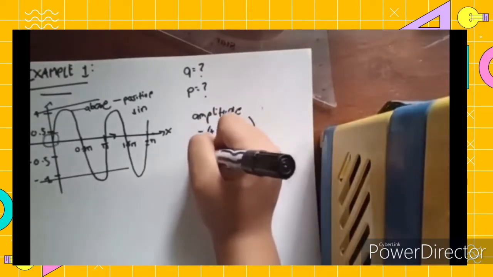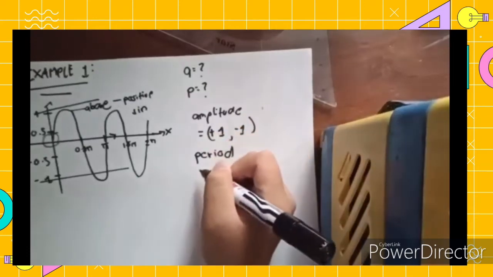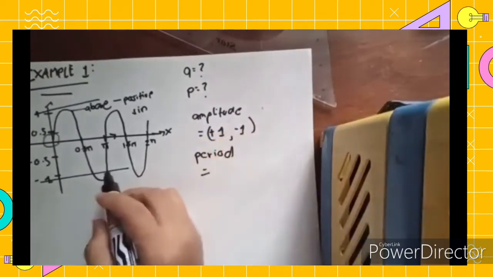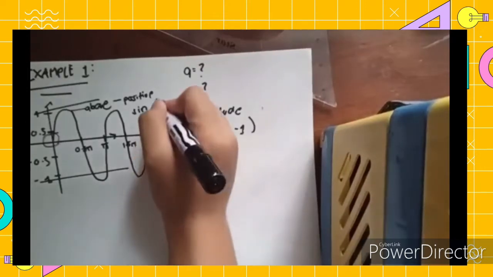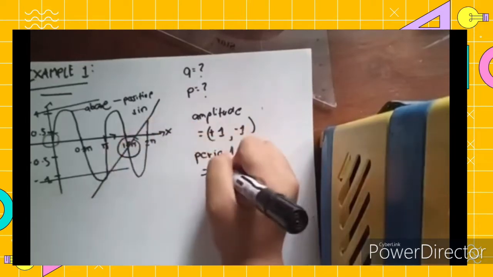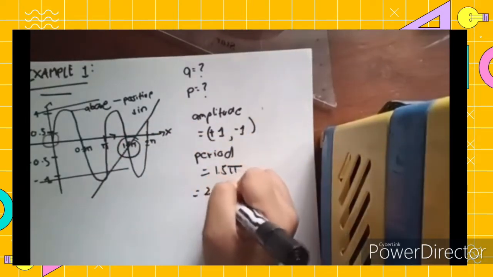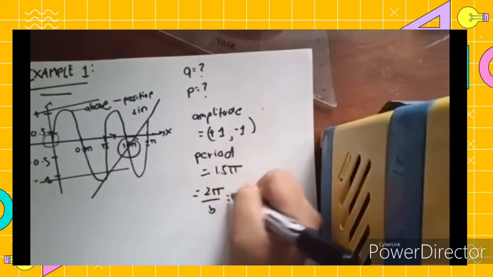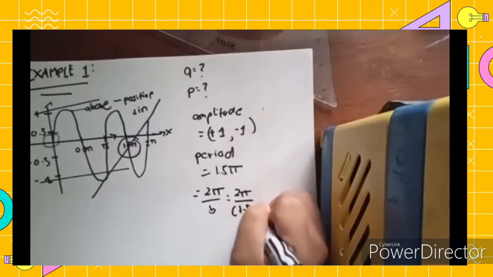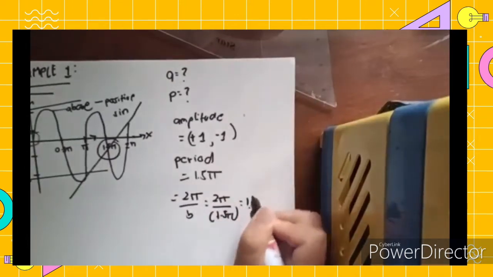The period is the distance of the wave cycle from its origin, and since the period can measure only one or two cycles of the wave, as it is just a repeating wave cycle of the graph, the period will be 1.5 pi. As the formula of the period is period equals 2 pi over b, it will become period equals 2 pi over 1.5 pi, which equals 1.3.